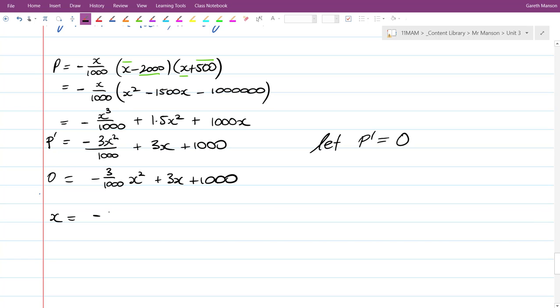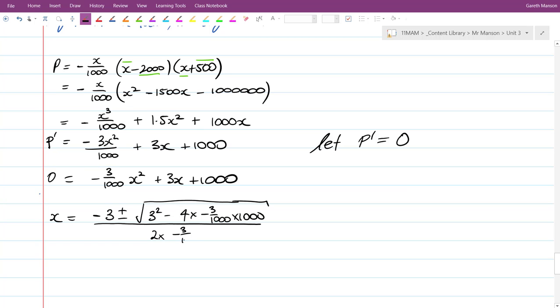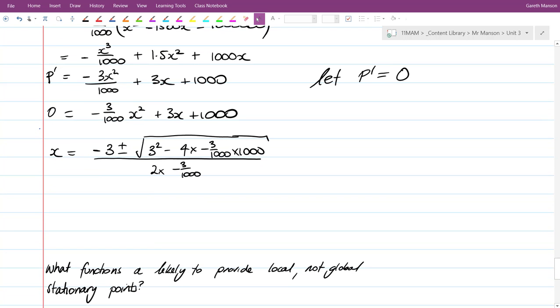X is equal to negative 3 plus or minus the square root of 3 squared minus 4 times negative 3 over 1,000 times 1,000, all over 2 times a, which is negative 3 over 1,000. And I will just put that straight into my calculator to determine those values, although I know that that's going to be 9 plus 12. I'm going to get the square root of 21. If anybody'd like to check me, you're welcome to.